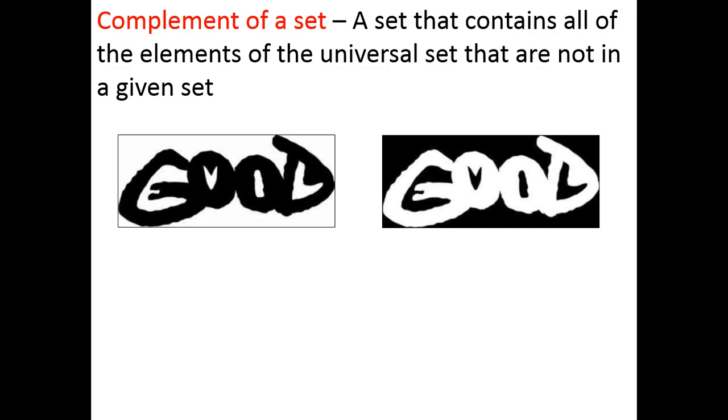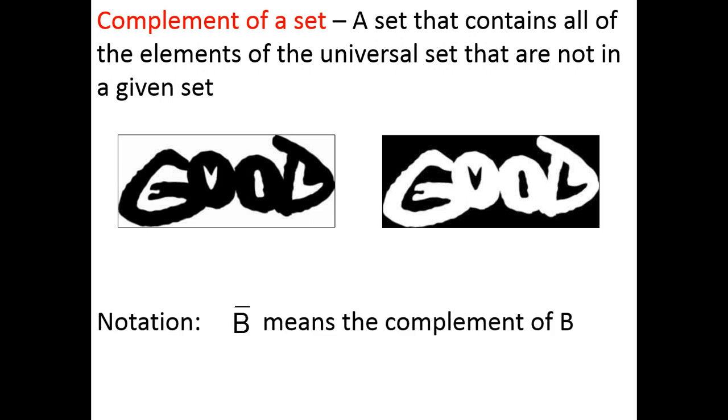If you look at these two pictures, you'll notice that the picture on the left has some black and some white parts, and the picture on the right has some black and some white parts. And what's black in the picture on the left is white in the picture on the right. So these two pictures would be considered complements of each other. The notation for a complement of a set is to put a bar over the name of the set. So if we have a B with a bar over it, that means the complement of set B.